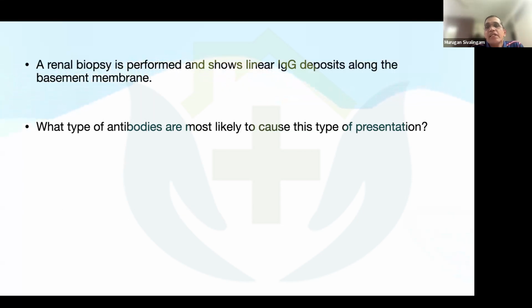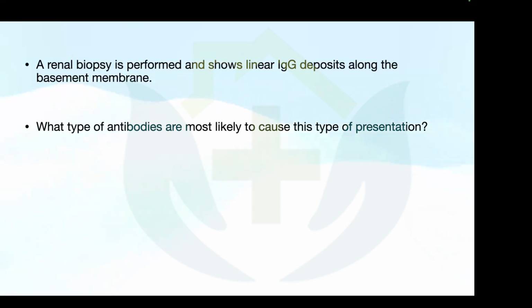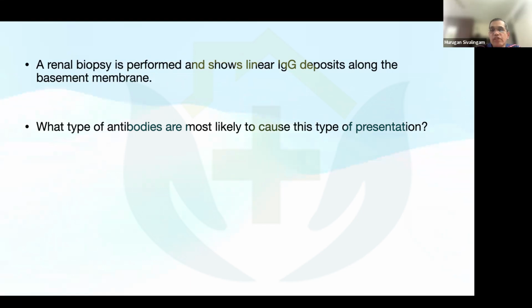Okay. Say you've done a renal biopsy, and what you see is linear IgG deposits along the basement membrane. So now, what is the most likely diagnosis, or what antibodies are likely? Goodpasture syndrome. Very good. So it's likely to be Goodpasture's.